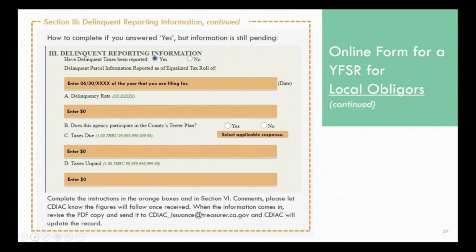In Section 6 comments, please indicate that you will contact CDIAC once you receive the information for this section. Once you receive the information, please revise your PDF copy and forward it to the email address that's listed on the screen, and CDIAC will update the record.